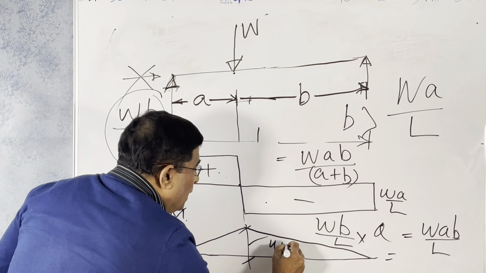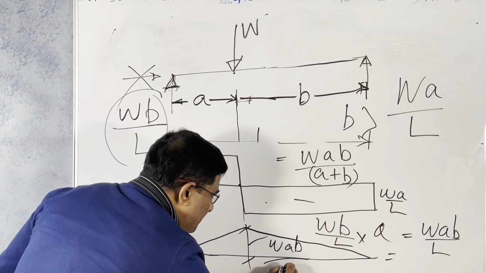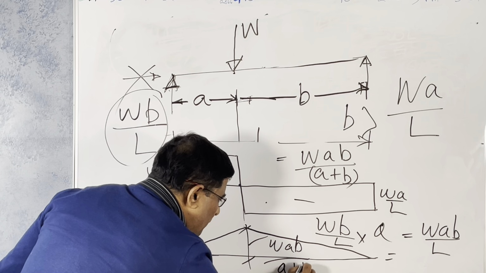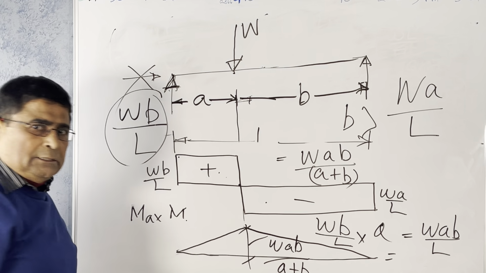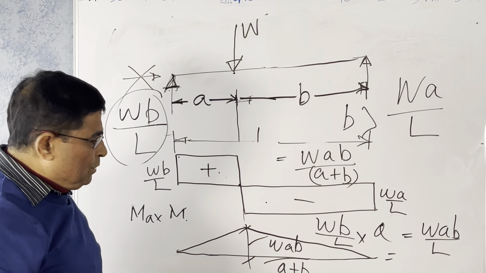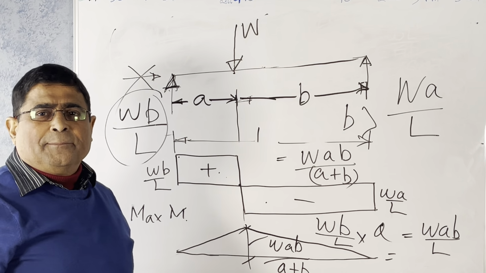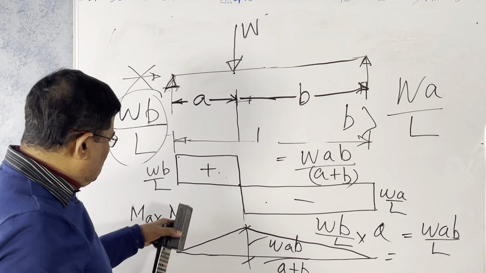W A times B divided by A plus B. This is a standard equation. Okay? So you remember that. It will be easier for you to solve problems later. Okay? This is what it is all about.